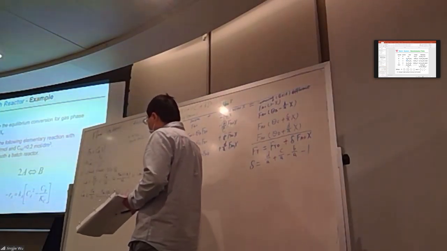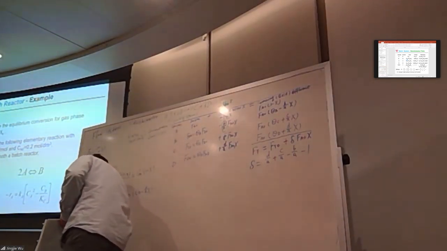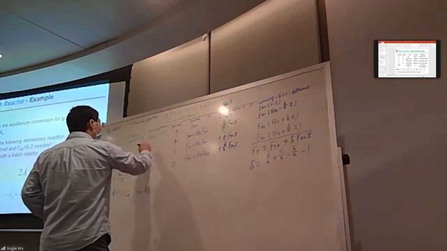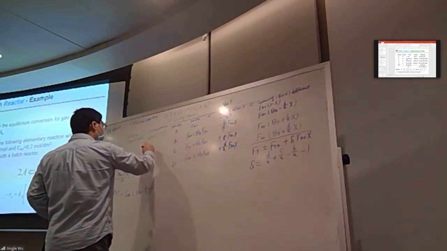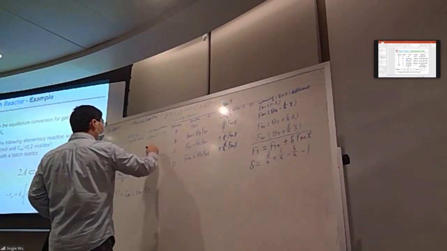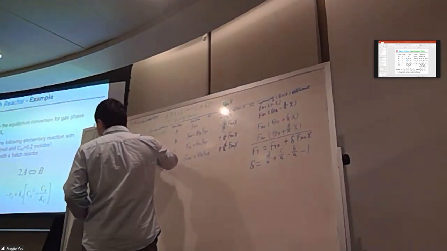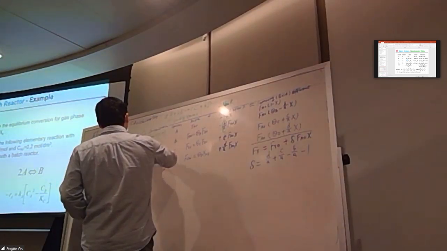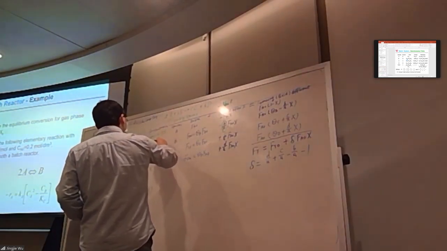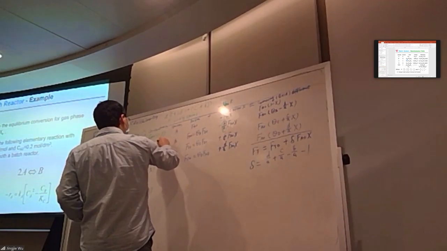So this is for B, we have B now. Okay, CA0. So we have theta B. Theta B is for the initial. For the initial, it's very easy to actually remember.